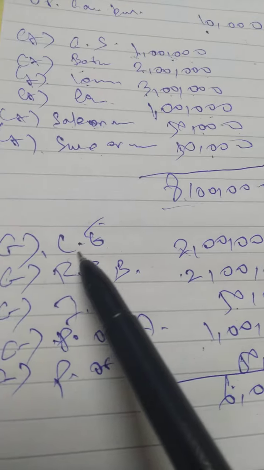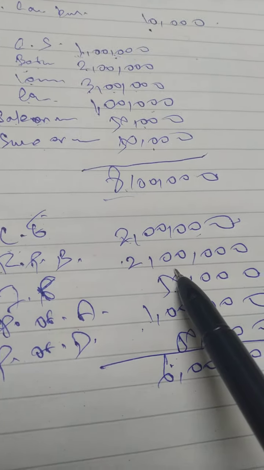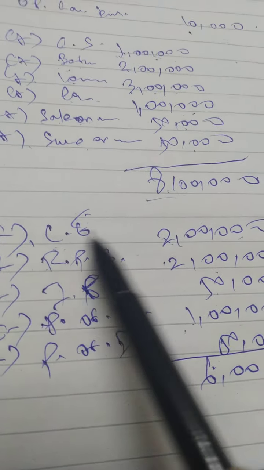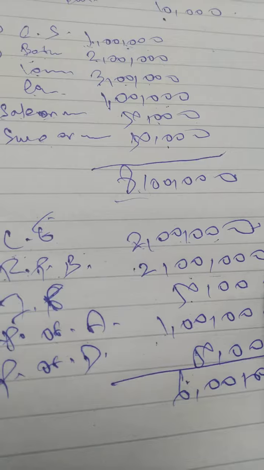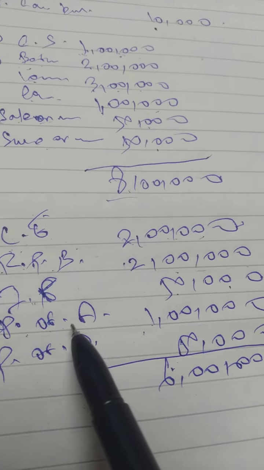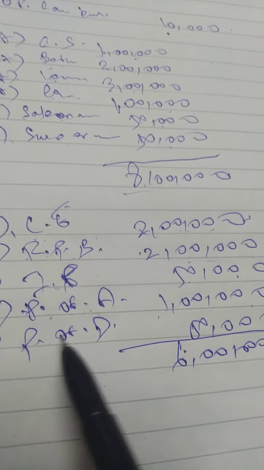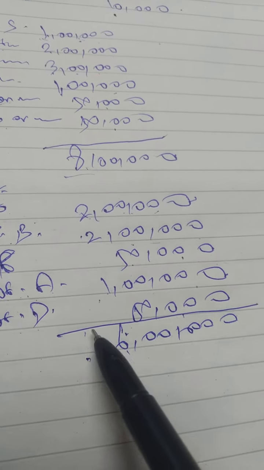Then outflow: cash expenses 2 lakh, repayment of borrowings 2 lakhs. It is an outflow. I am spending in cash, so 2 lakh. I am repaying my lenders 2 lakh rupees. I paid interest 50,000. I purchased new assets for 1 lakh. I paid the dividend to my shareholders 50,000. So total outflow is 6 lakh.